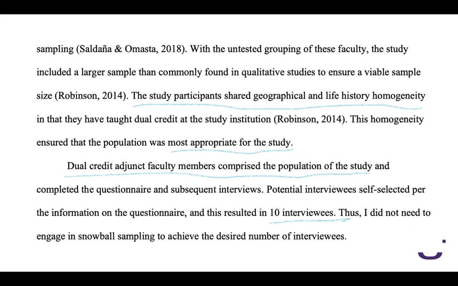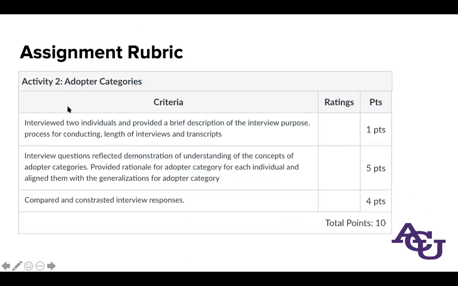Now, that's not necessarily bad. It is something you want to keep in mind, because if you're looking to find a population that has this particular thing in common, in this case, teaching dual credit classes, you want to have a population that actually knows about the thing that you're interviewing. So there's even a note there: this homogeneity ensured that the population was most appropriate for the study. The next sentence continues describing some of those key bits that the instructions say we should be making sure are documented.